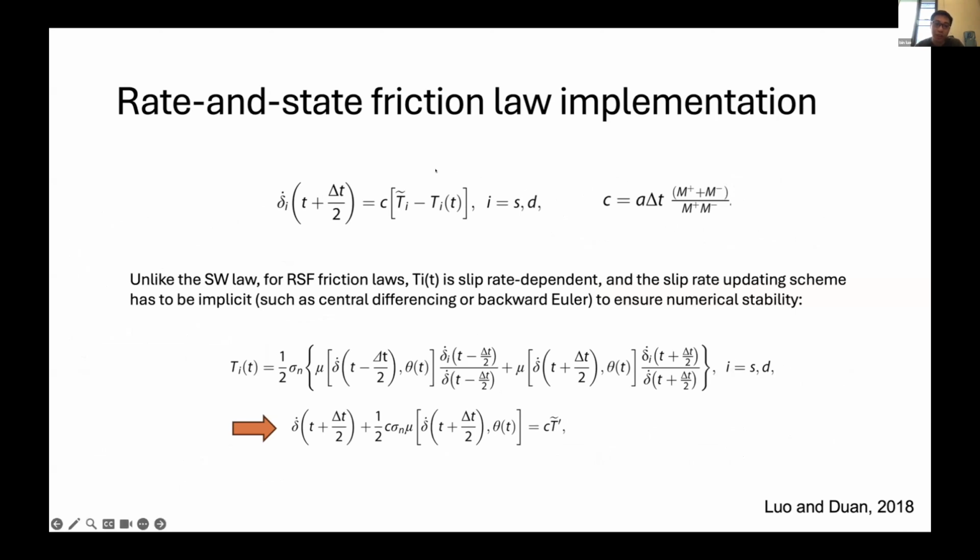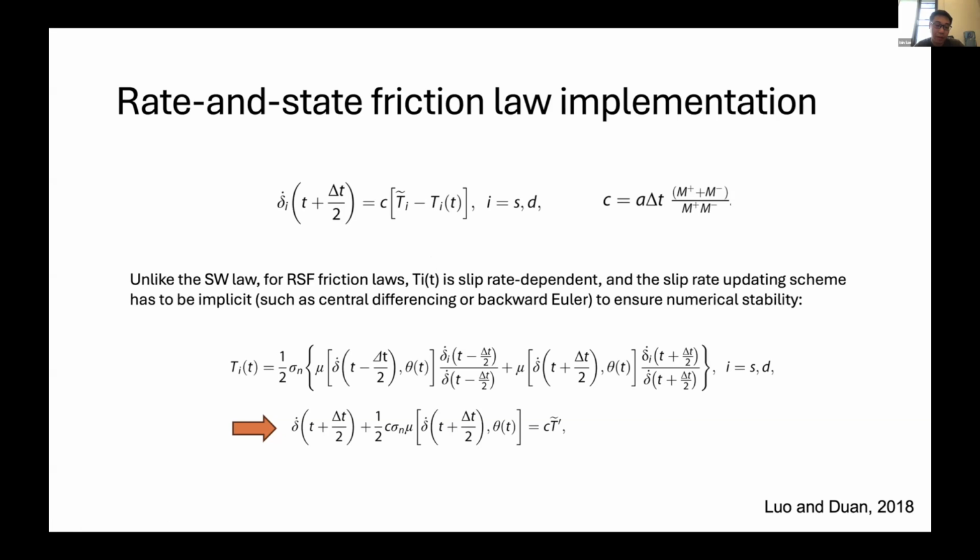And this actual traction, if we go back to the slip weakening friction law, is what we were talking about, that it will evolve from static friction to dynamic friction. But now for the rate and state friction, we need to replace this by the rate and state dependent friction law. And this replacement is a little bit tricky because you can't just use a very simple one step forward updating scheme to do that, because that will be unstable.